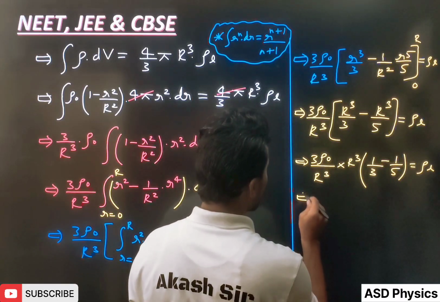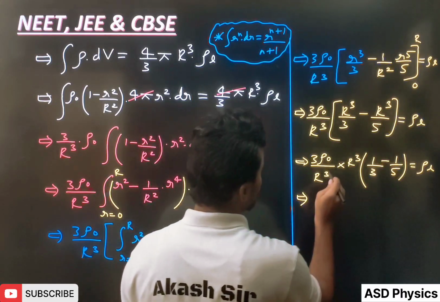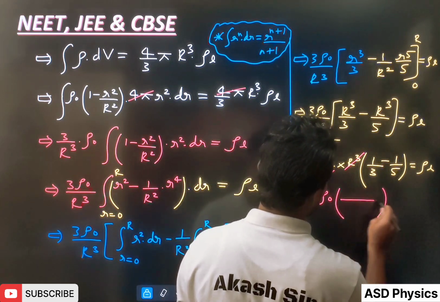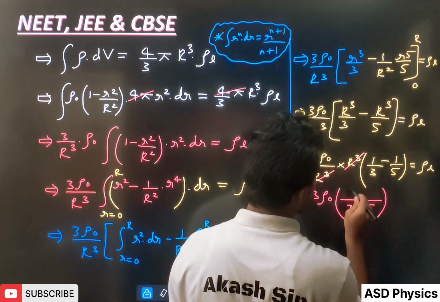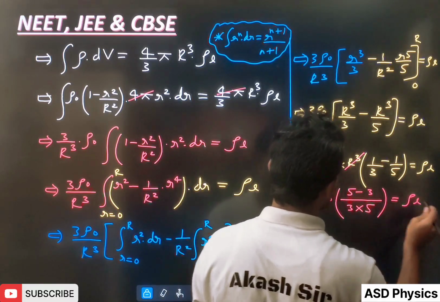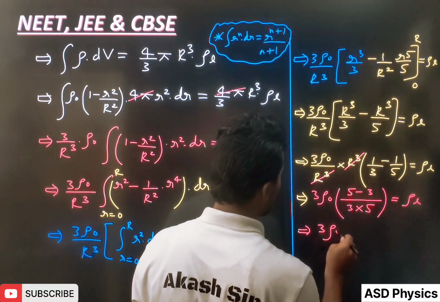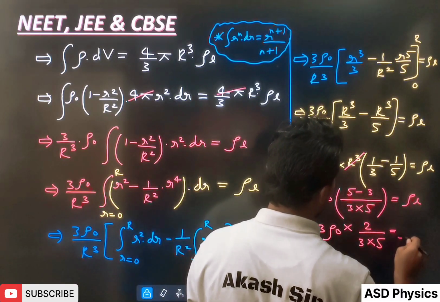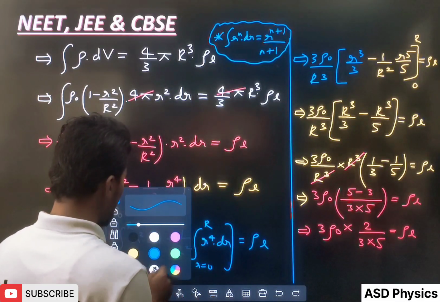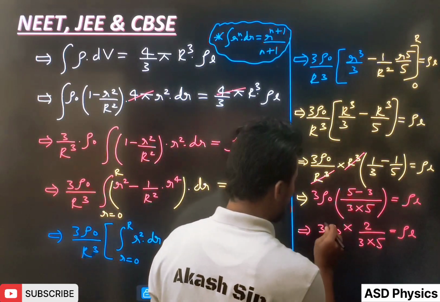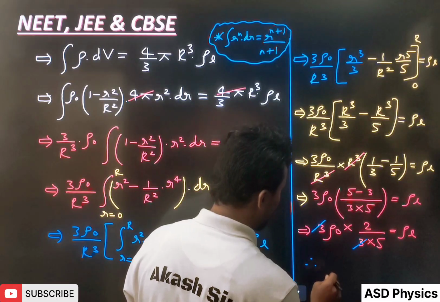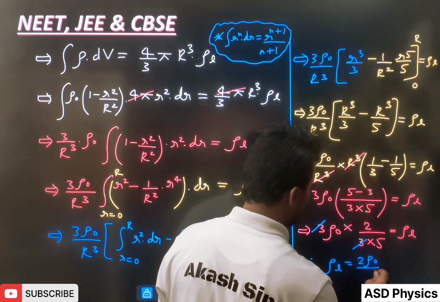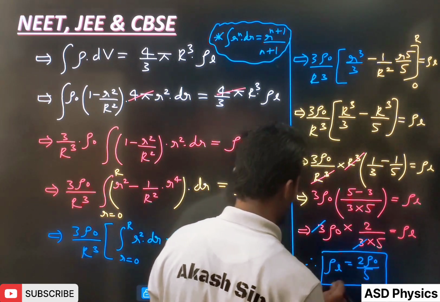Now what we can write here, what other things can be cancelled here? This R cube and this R cube is cancelled. So 3 rho naught here, and here LCM, this is 3 into 5, this will become here 5 minus 3, is equal to rho L. So what we can write now, 3 rho naught, and here this will become 2 by 3 into 5, is equal to rho L. Now students, what other things can be cancelled out? This 3 and this 3 is cancelled, so we can write here density of the liquid is going to be 2 rho naught by 5. This is the density of the liquid.